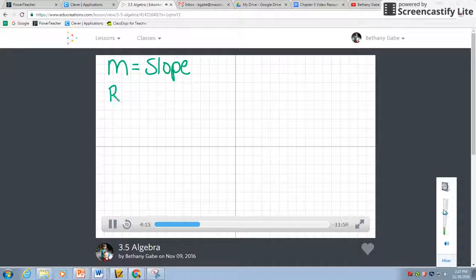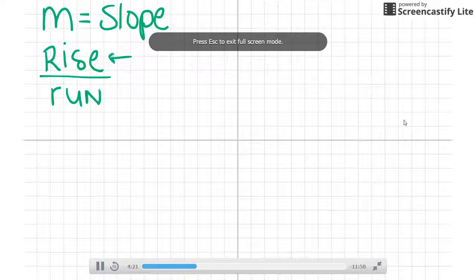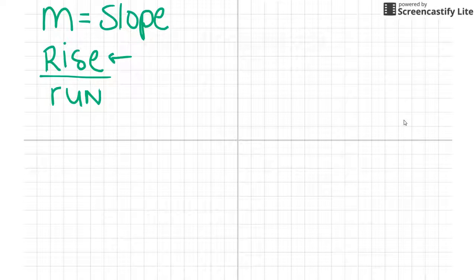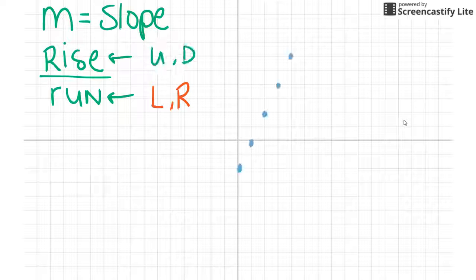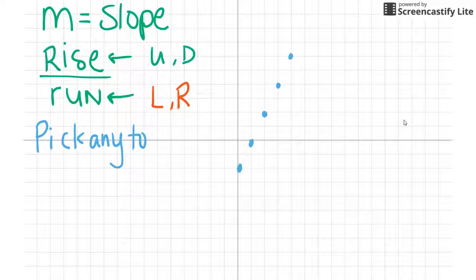The next thing you need to know about slope is how to find it. Again, the m always stands for slope, and it depends if you're given a graph or not. Let's say you're given a graph, then all you have to do is count the rise over the run. Rise over run means how far does the line go up or down, and the run is how far does the line go left and right.